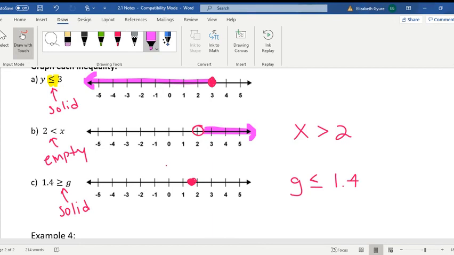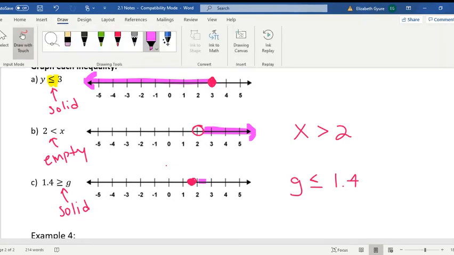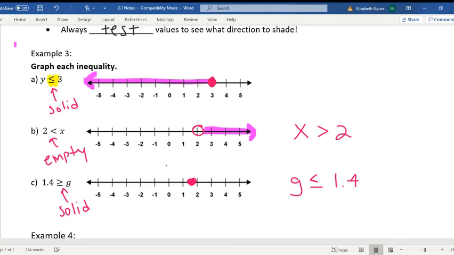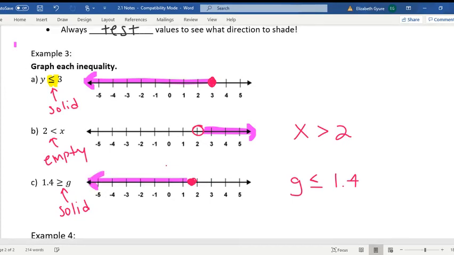To the left, yeah, because it says G is less than or equal to. So numbers that are less than would be like 0, -1, right? Things like that. So shade to the left. And we'll get lots of practice with the graphing. This is just the first day with it. Okay, good.